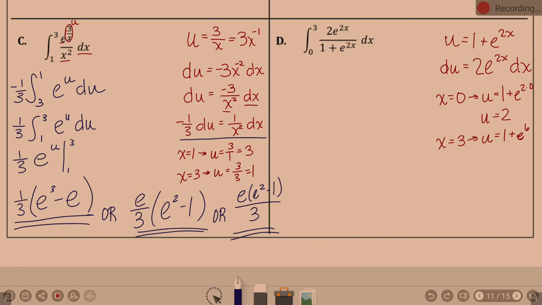So, the integral. It was from 0 to 3. Now it's going to be from 2 to 1 plus e to the 6th. But here's the deal. We're going to be plugging into u. It was either that or plugging in 0 and 3 to some other crazy stuff. So, pros and cons. 1 plus e to the 2x is my u. 2e to the 2x dx is my du. So the integral of 1 over u.